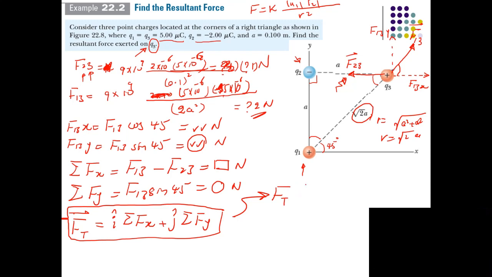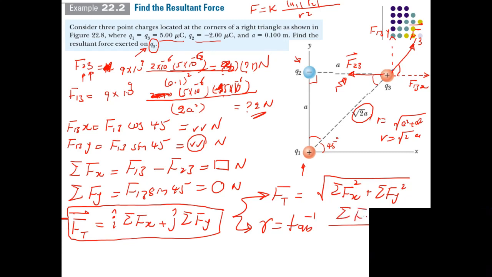Because it's just two vectors, we are trying to find the resultant. So Ft, as a magnitude, is equal to the square root of the sum of the Fx squared plus the sum of the Fy squared. You could even find the direction of this. So let's say Ft makes an angle with the x-axis. Let's say the angle is called gamma. So gamma is equal to tangent inverse of the sum of the Fy divided by the sum of Fx. This is it, we are done.